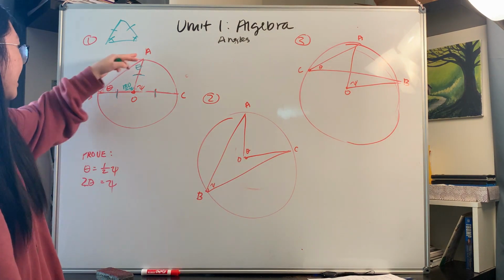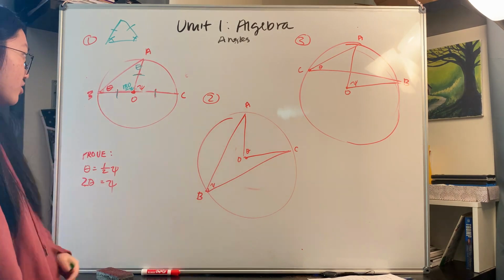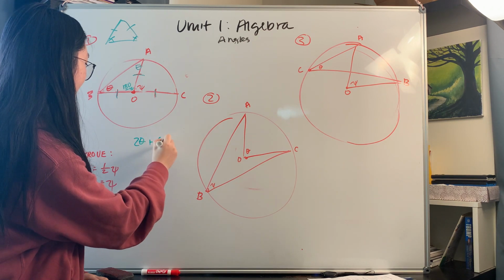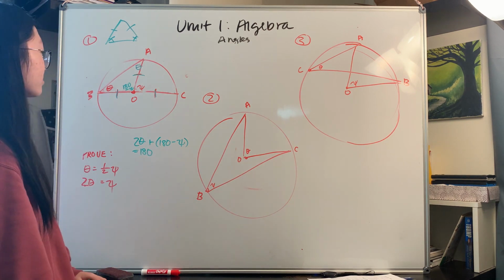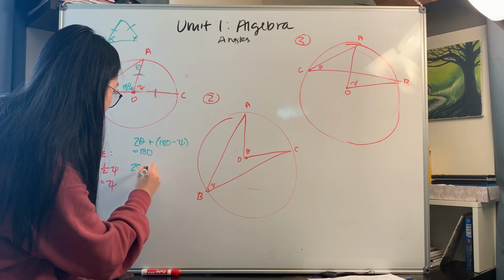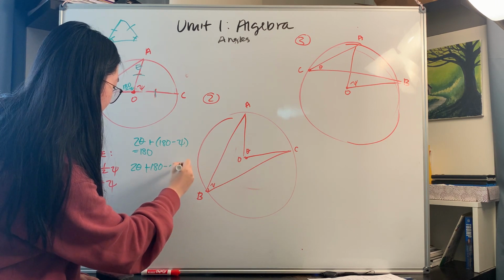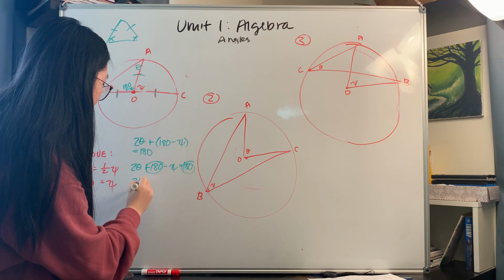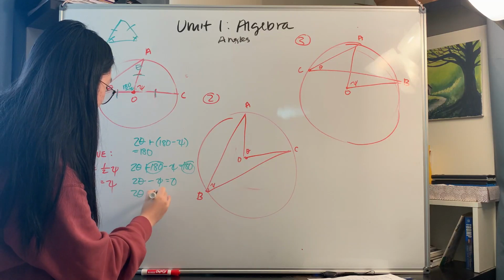So we know that this right here is a triangle, and we know that all the angles of a triangle add up to 180 degrees. So 2 theta plus 180 minus psi is equal to 180 degrees. And so you can simplify this problem. 2 theta plus 180 minus psi is equal to 180. If we subtract 180 from both sides, we get that 2 theta minus psi is equal to 0, or 2 theta is equal to psi.